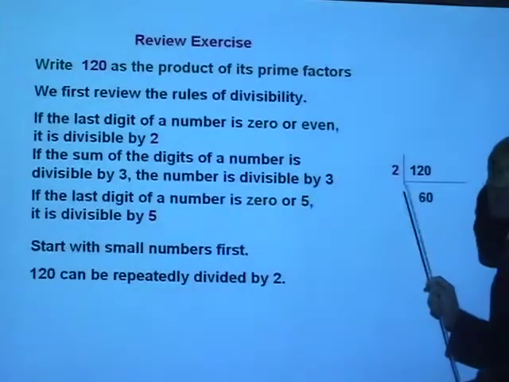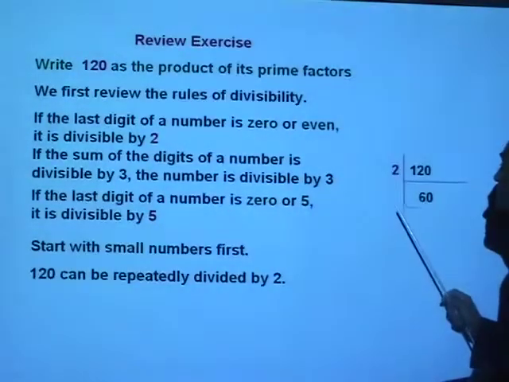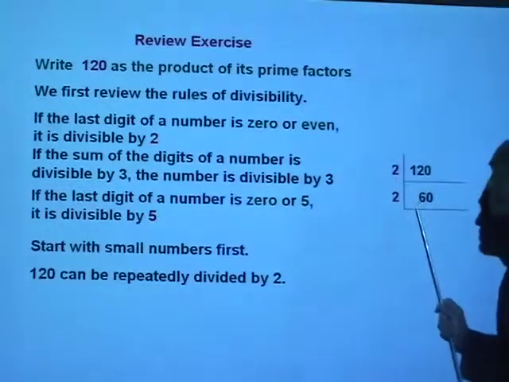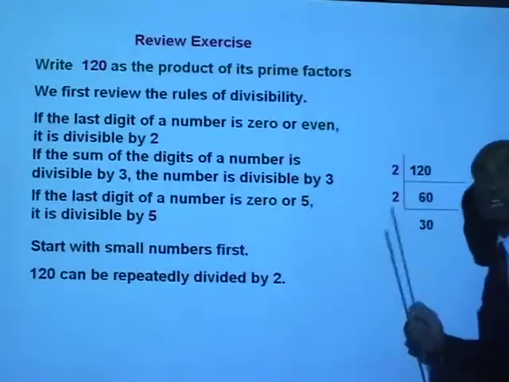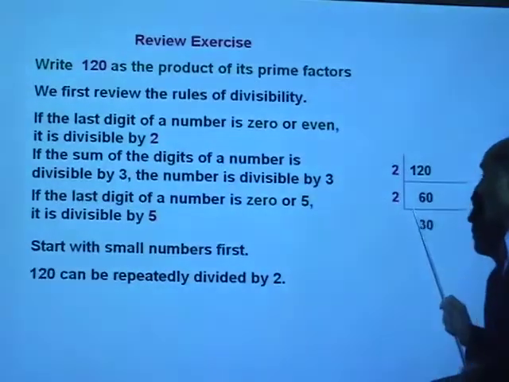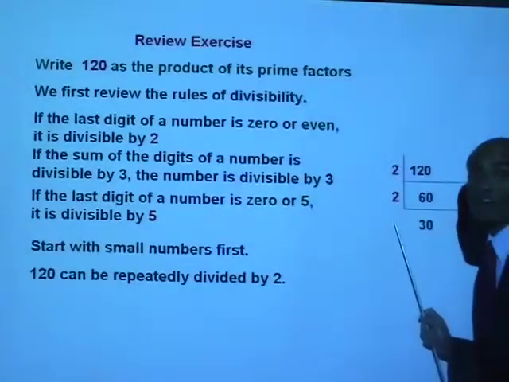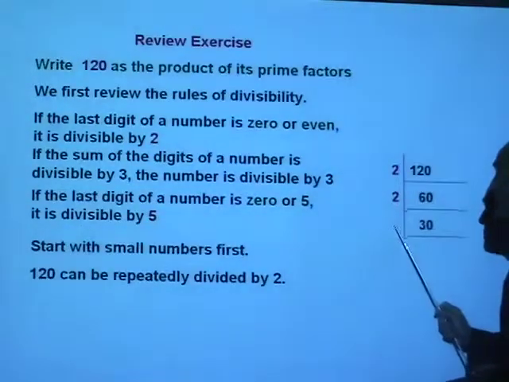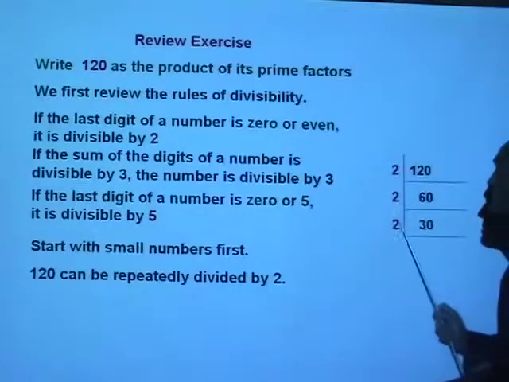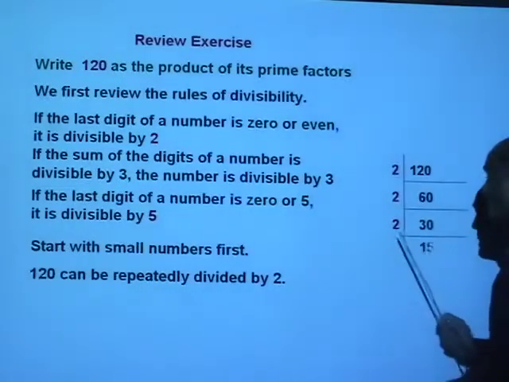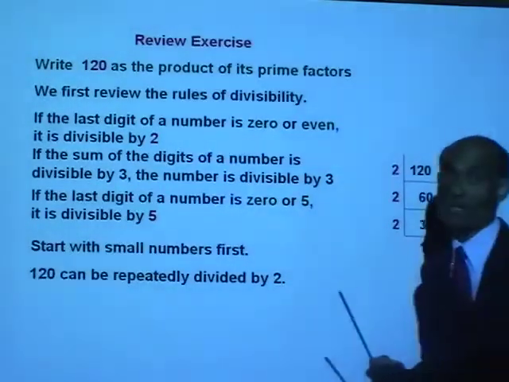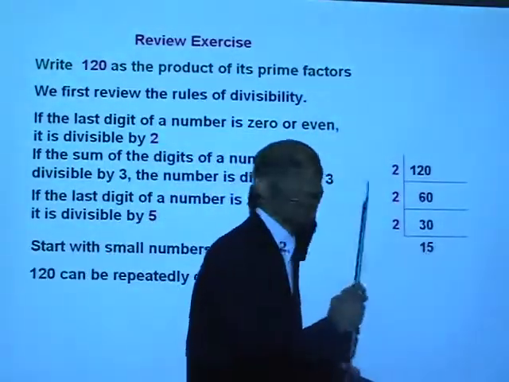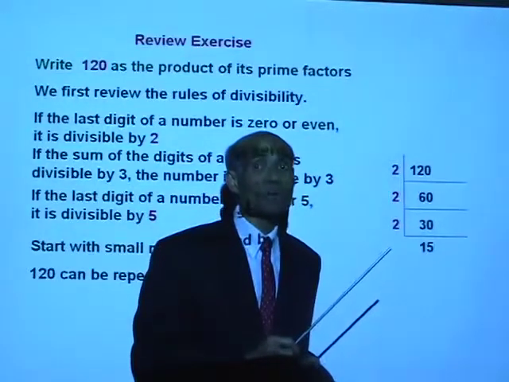Alright, 60 can be again divided by 2. There you are. What is 60 divided by 2? 60 divided by 2 is 30. Now, what is the smallest number you can divide 30 by? 30 can again be divided by 2. Alright, what is 30 divided by 2? It is 15. Alright, we have now come to a stage when you cannot divide 15 by 2.